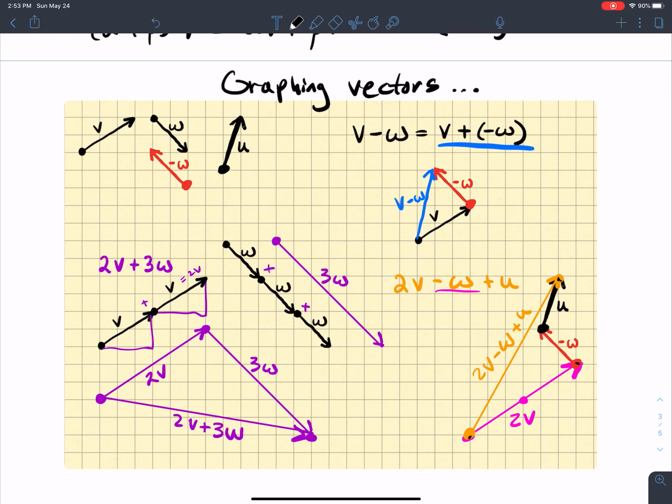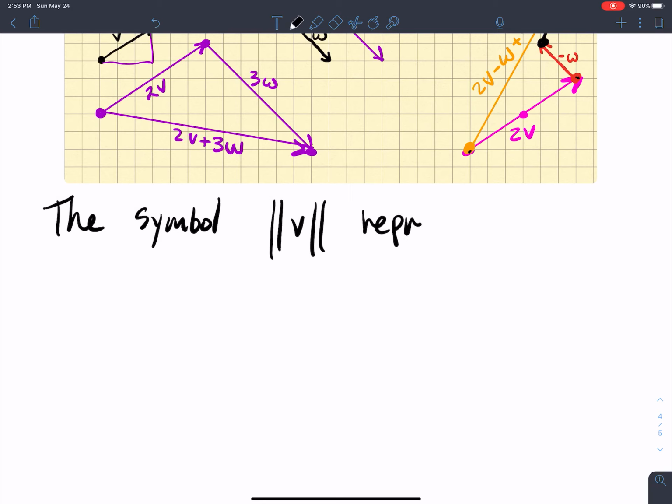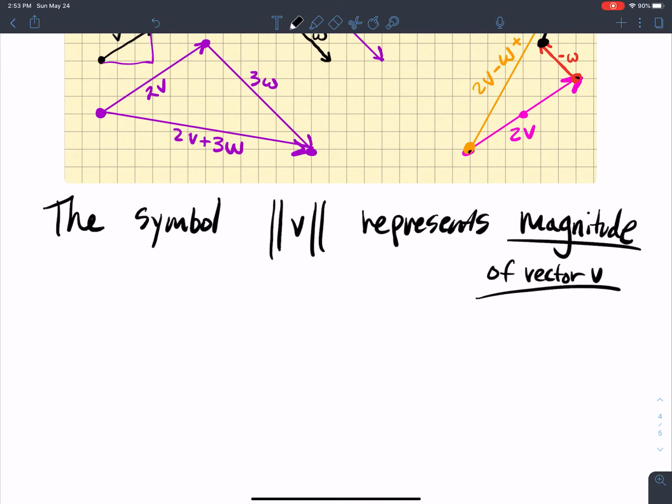Now, magnitude of vectors. The symbol double bar v double bar represents the magnitude of vector v. Since the magnitude of vector v equals the length of the directed line segment, it follows that the magnitude of vector v has the following properties. So this is the length of the line segment.